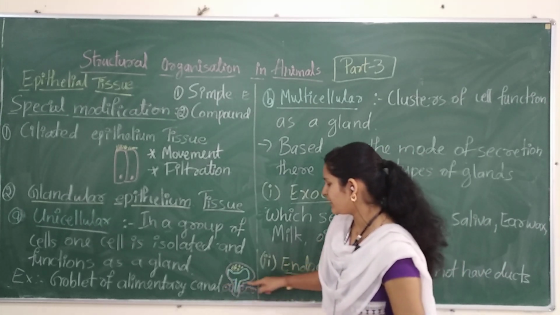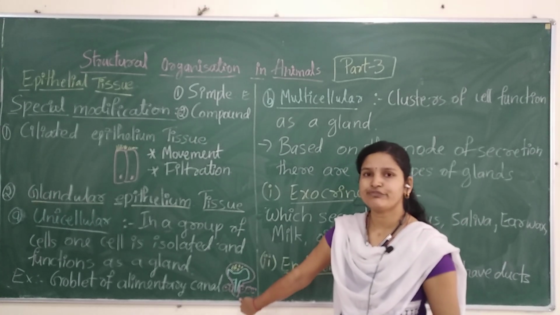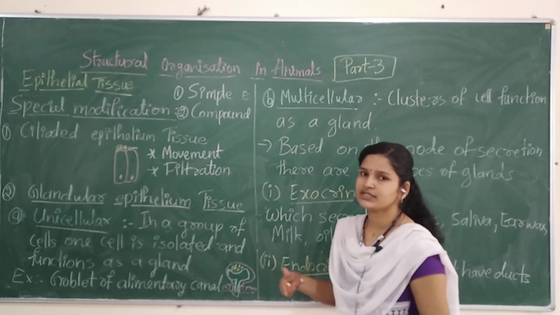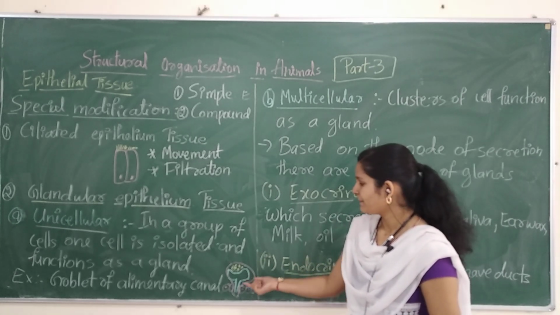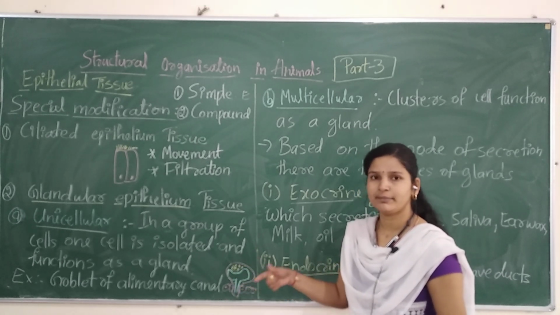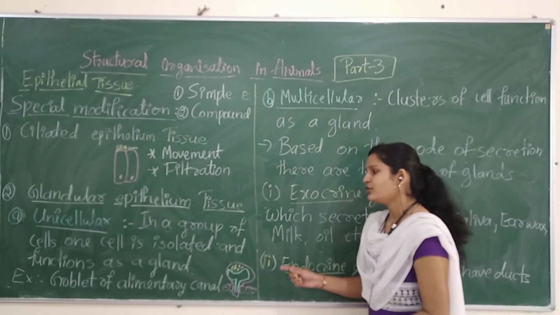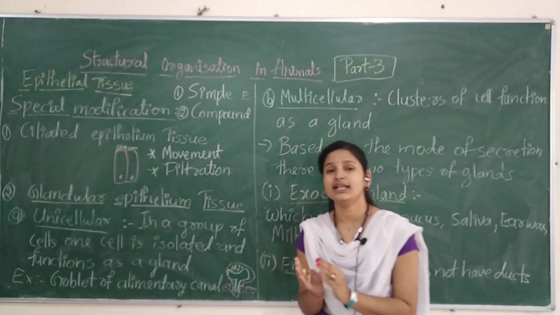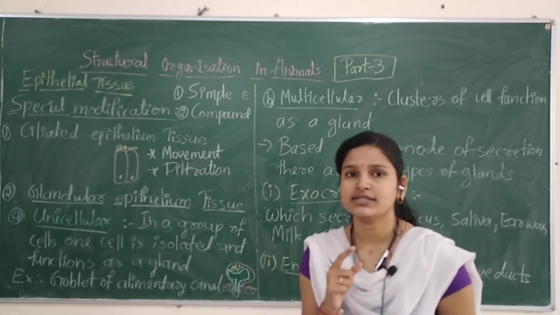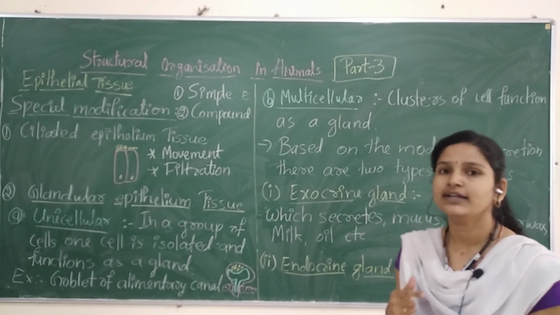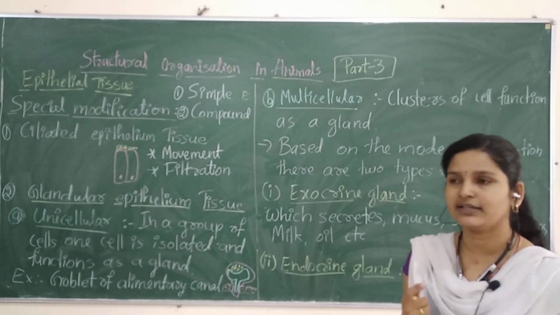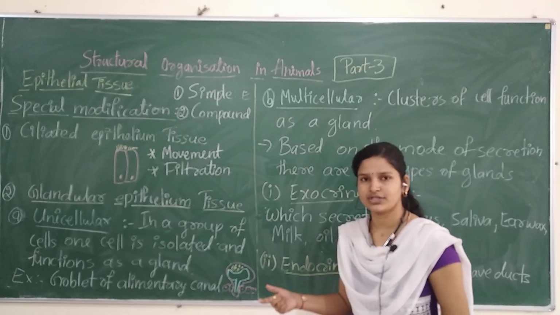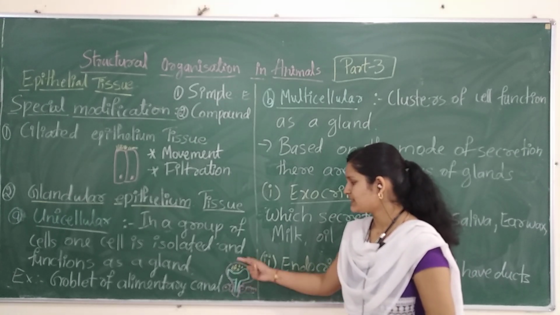In this group of cells, one particular cell is modified and it starts to secrete certain enzymes, chemicals or certain physical properties which are going to help in further digestion process. So remember, unicellular: in a group of cells which is an epithelial tissue, one cell is going to modify itself and become a specialized epithelial tissue, and it is going to perform one particular function like secretion and many more. So it will secrete out.